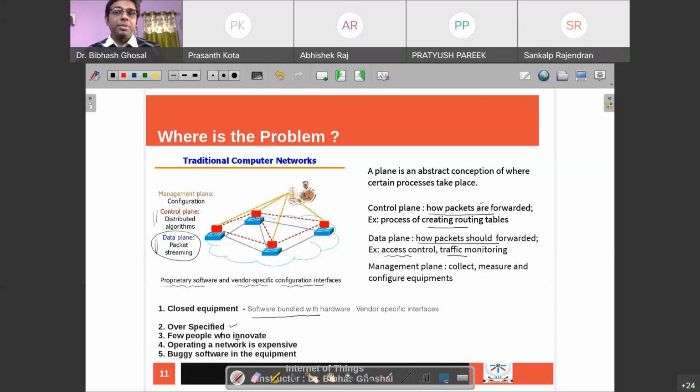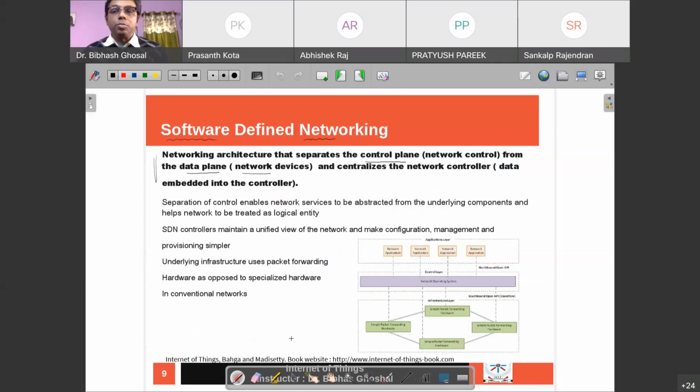Over-specified. Sometimes there are a lot of specifications which I don't want. Few people can innovate. It is very expensive. And if there is a bug in the software, you can't do anything. This is the problem. So the solution is, can we separate these two?